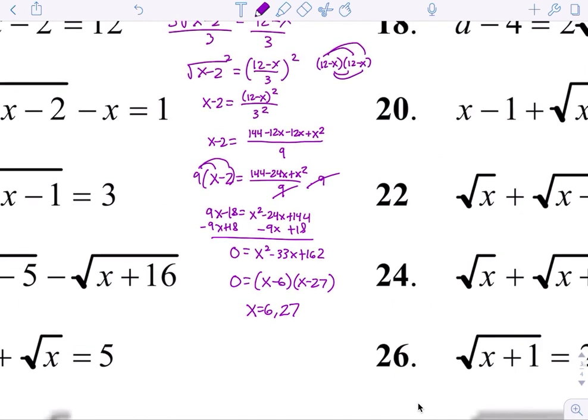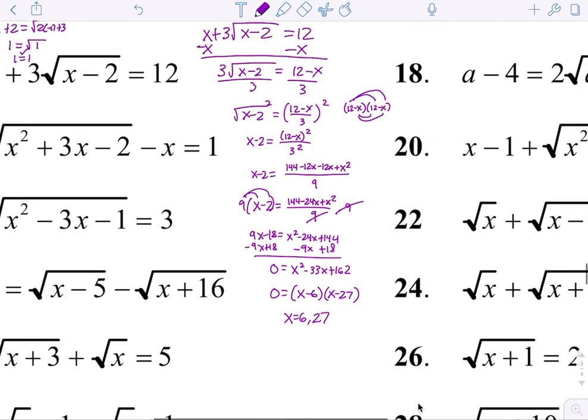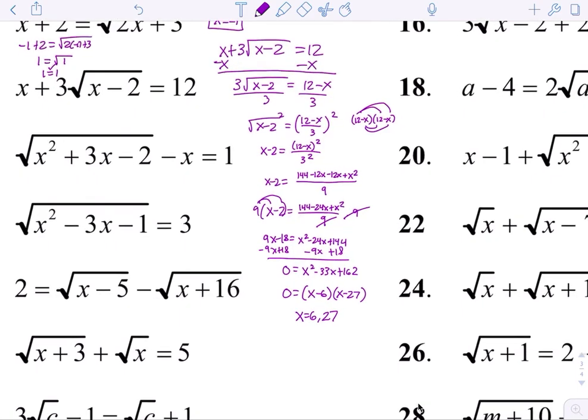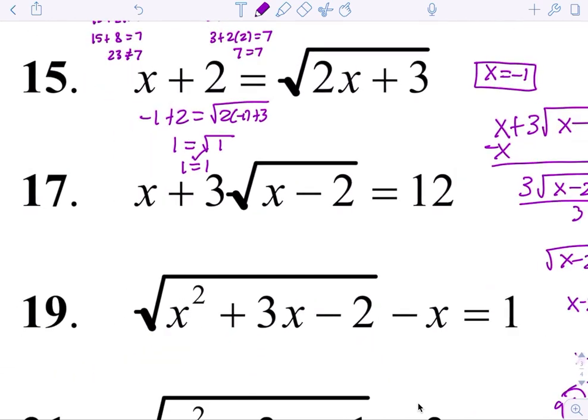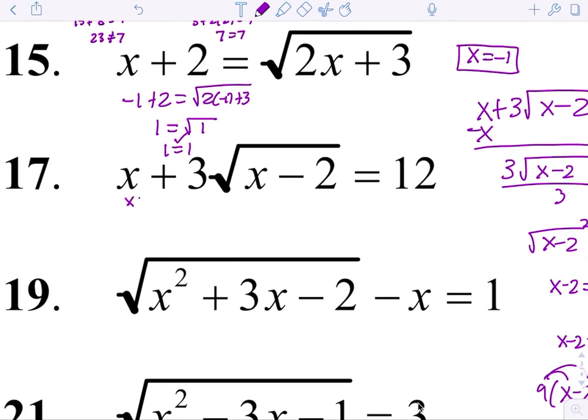Now, you have to check both of these to make sure they are both good in our equation. So when x is equal to 6, we got 6 plus 3 radical 6 minus 2 is equal to 12. Alright, 6 minus 2 is 4, right? Square root of 4 is 2, so 6 plus 3 times 2 is equal to 12. And eventually, that's just 12 equaling 12. So x equals 6 is an answer.